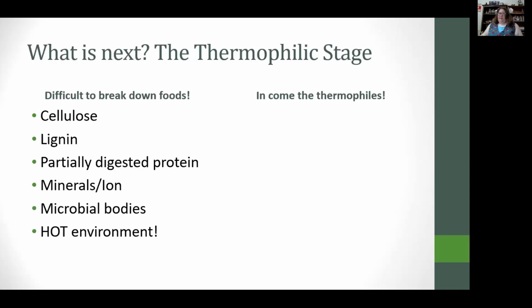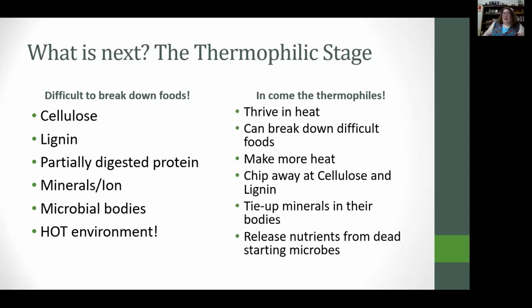Our thermophiles come in and they tackle the rest of this. They start looking at cellulose. Lignin is the substance in wood that makes it so hard. It's very difficult to break down. The heat starts the process of softening that lignin. They deal with the remains of the food sources that the previous ones couldn't consume. They consume the bodies of their predecessors. They break down all those microbe bodies. After these heating stages, you're going to see a lot less recognizable easy food.